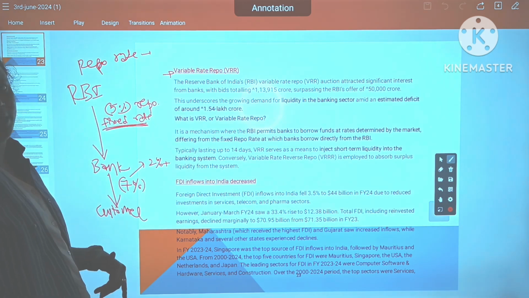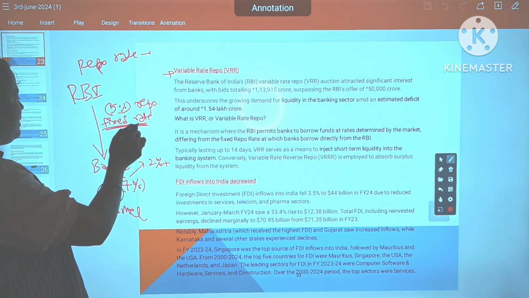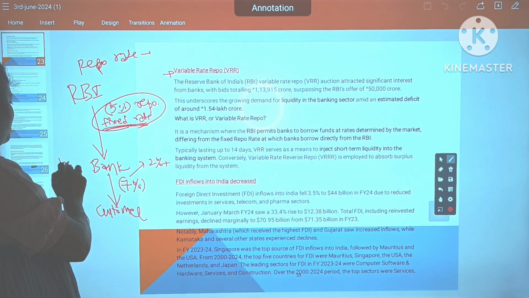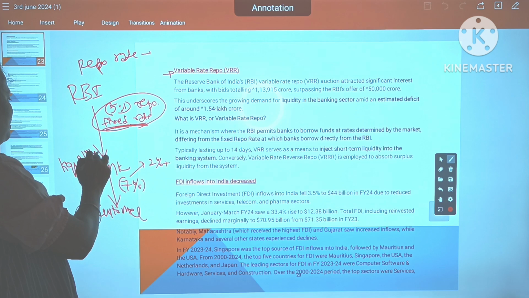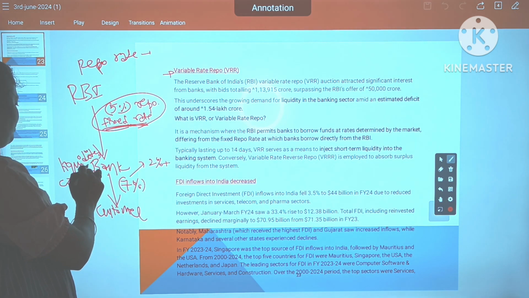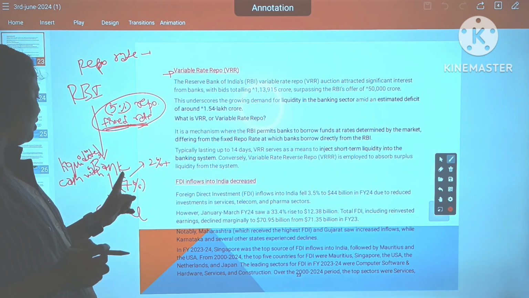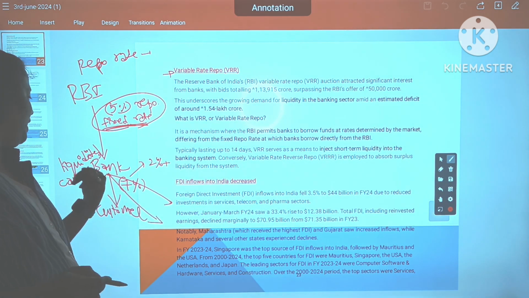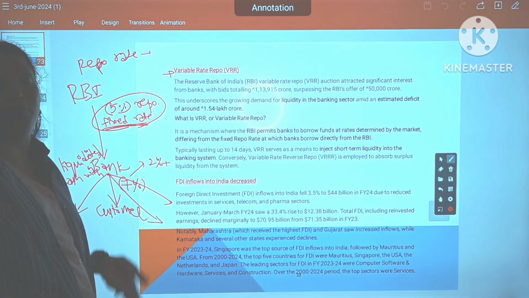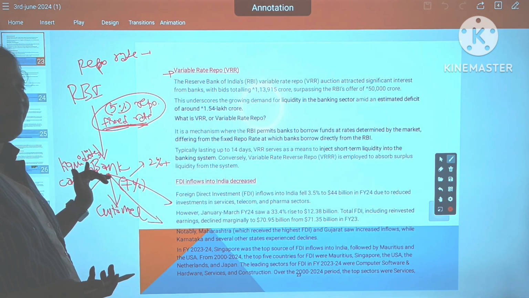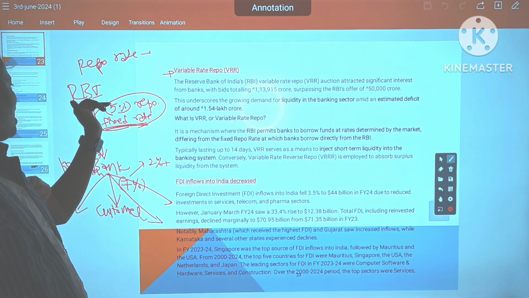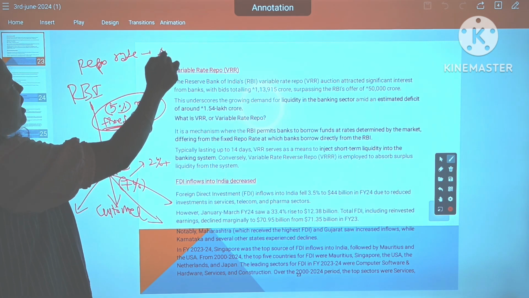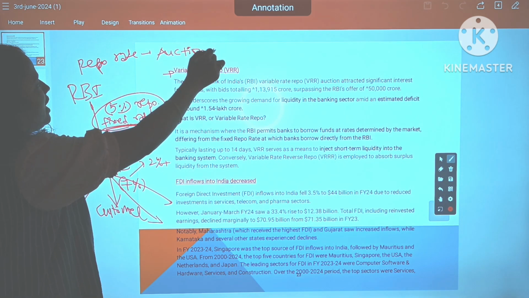So what is the variable repo rate? This is used to inject liquidity into the system. Liquidity means cash with banks. If a bank has more funds, then only it can give loans to more customers. If the bank doesn't have money, then it can't approve any loans. So to give liquidity in the market, what does RBI do? RBI does a repo rate auction. That is called the variable repo rate.